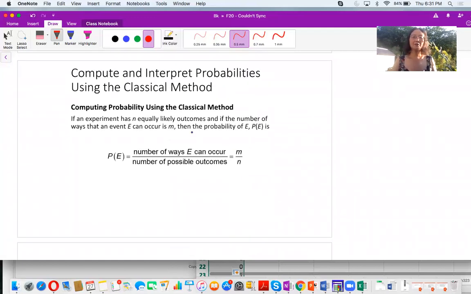So now we are going to introduce computing probability using the classical method. If an experiment has n equally likely outcomes, and if the number of ways that an event E can occur is m, then the probability of E, denoted by P(E), uses this formula. The number of ways the event can occur is m, and the total number of outcomes is n. The ratio is the probability P(E).